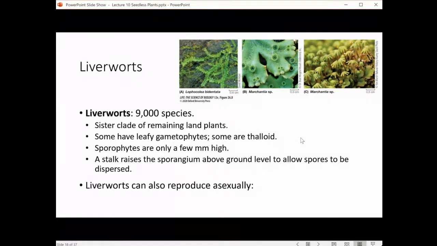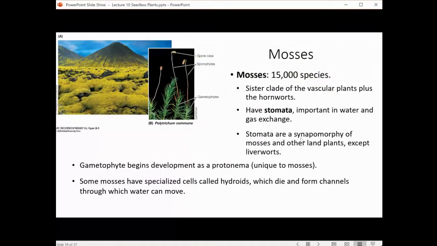Okay, these are really short, on the order of just a few millimeters high. Okay, and they can have little tiny stalks, and those stalks are really going to be the sporangium. So the tallest part of the plant is going to be dedicated to reproduction. Okay, and they can also reproduce asexually. Mosses, you'll see mosses really in most places in the world that you go. You know, there's about 15,000 known species. They have stomata, okay, which is, I think, really interesting.